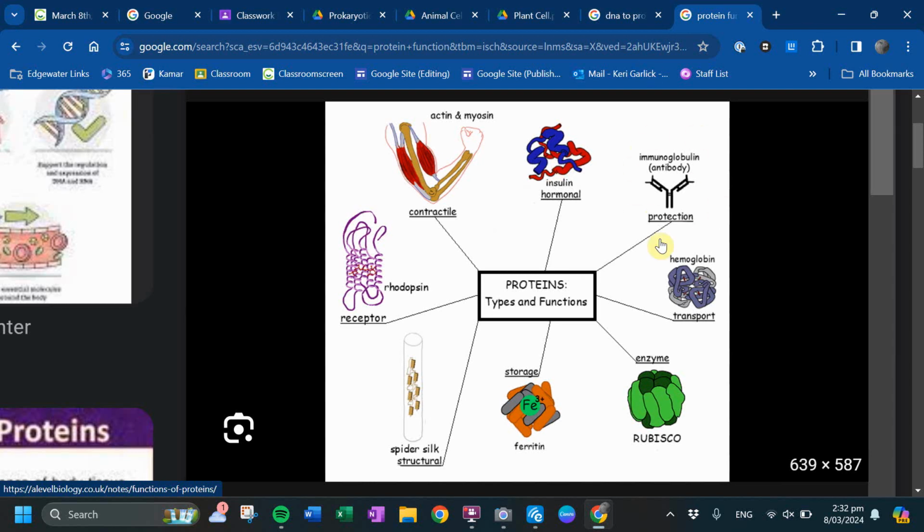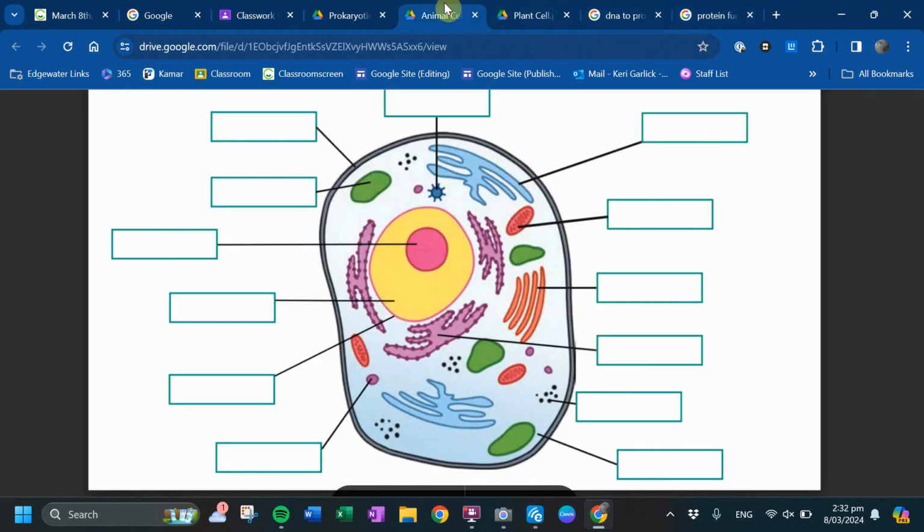This antibody protein is going to become really important for the topic that we are doing, because that is the immune system. And one of the things we need to learn about in order to understand pathogens is the immune system. So that's cool stuff. All right.